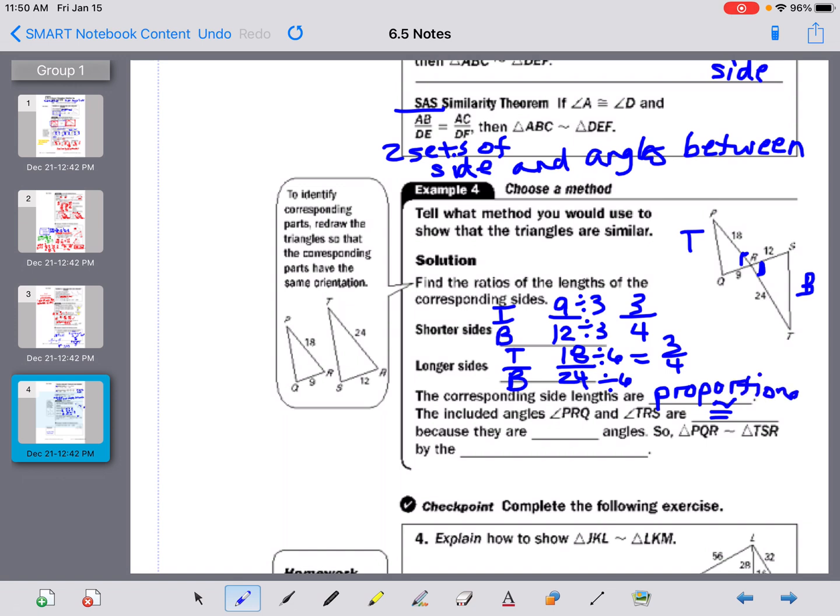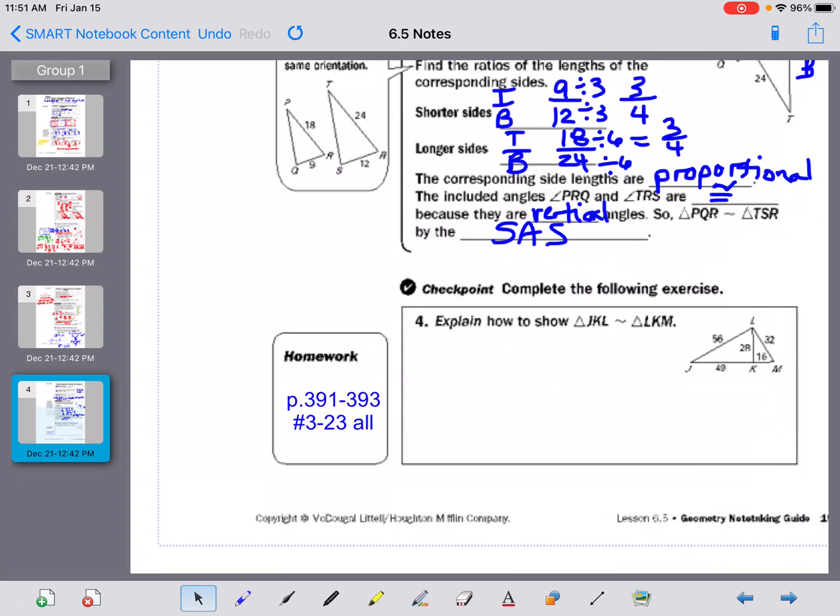And the nice thing is, when I look at those sides, they are on either side of my angles. So I'm looking at the 2 sets of sides and the angles between them, and they make it side, angle, side. I'm trying to figure out what went in that blank. The included angles are congruent because they are vertical angles. We said it, but I didn't write it down. Okay.